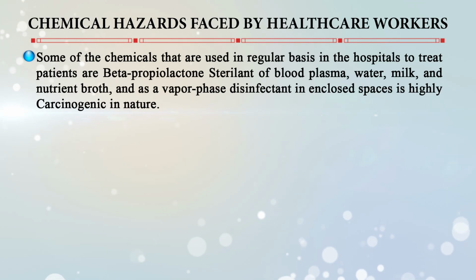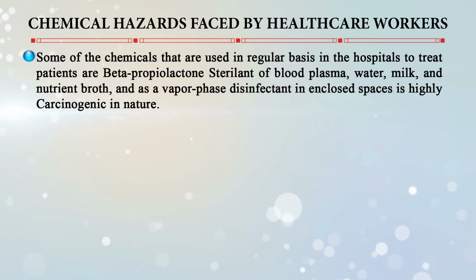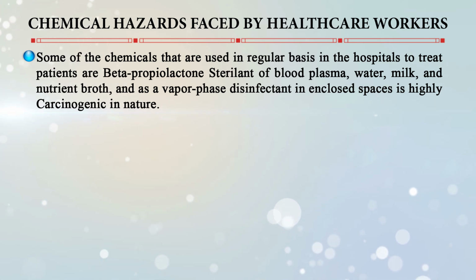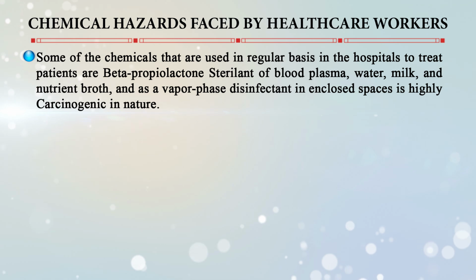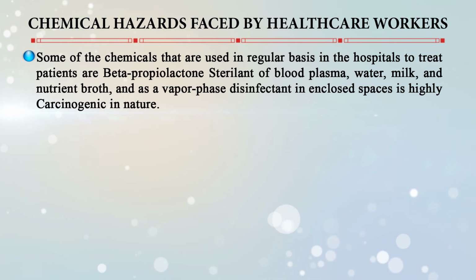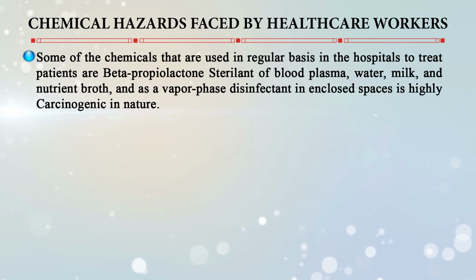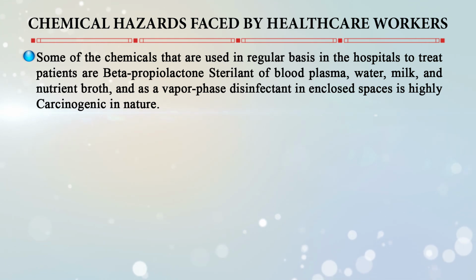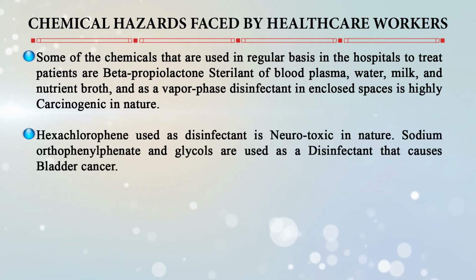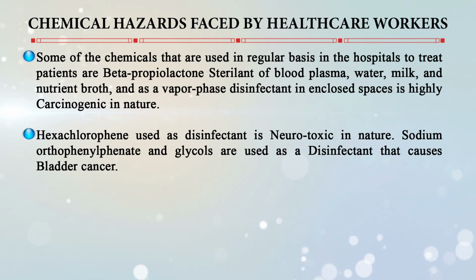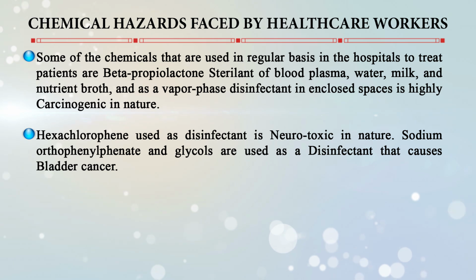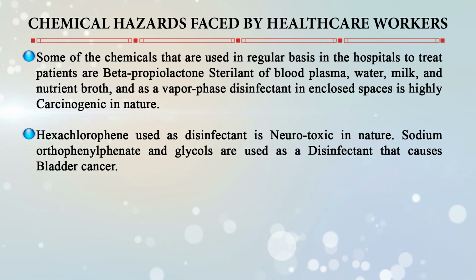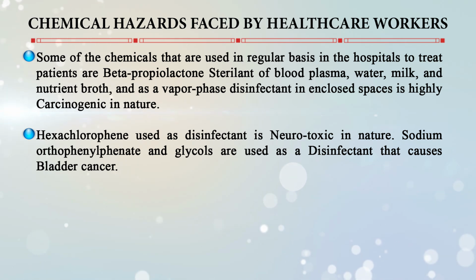Some of the chemicals used on a regular basis in hospitals include beta-propiolactone, a sterilant of blood plasma, water, milk and nutrient broth, and as a vapor phase disinfectant in enclosed spaces, which is highly carcinogenic in nature. Hexachlorophene, used as a disinfectant, is neurotoxic in nature. Sodium orthophenylphenate and glycols are used as disinfectants, and there is a lot of evidence that they cause bladder cancer.